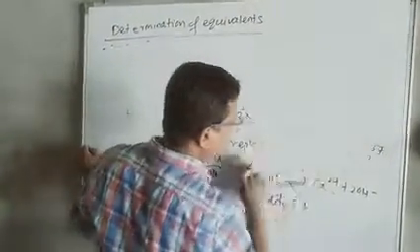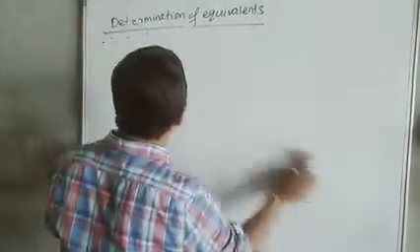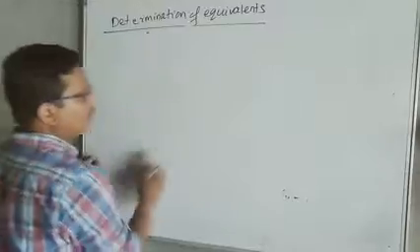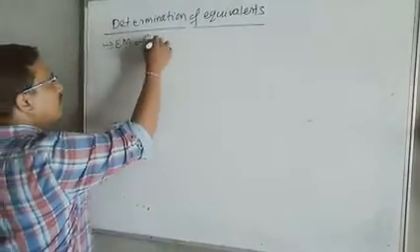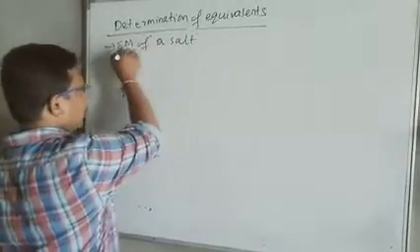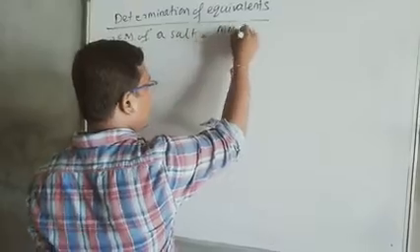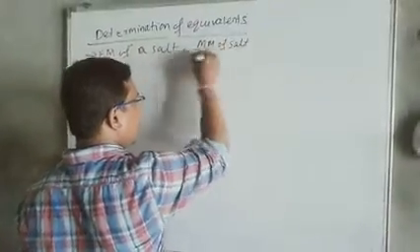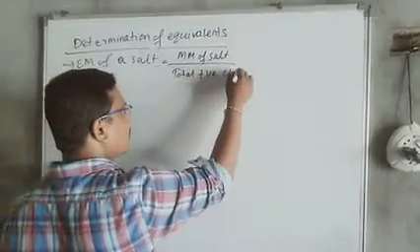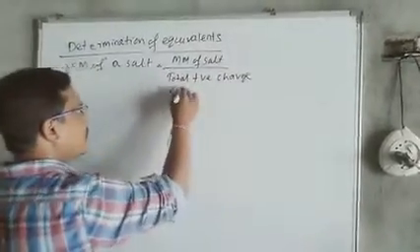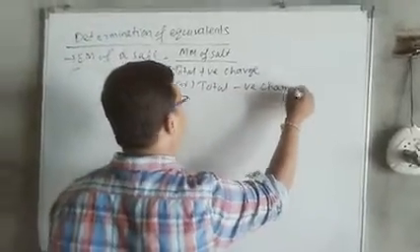First is the equivalent mass of an element. Second is the equivalent mass of an acid. Third is the equivalent mass of a base. Now the equivalent mass of a salt. Equivalent mass of a salt equals the molecular mass of the salt divided by the total positive charge or total negative charge. That is the formula.